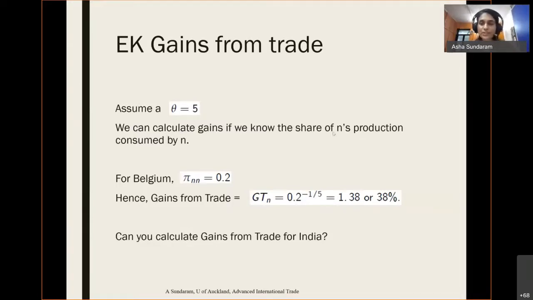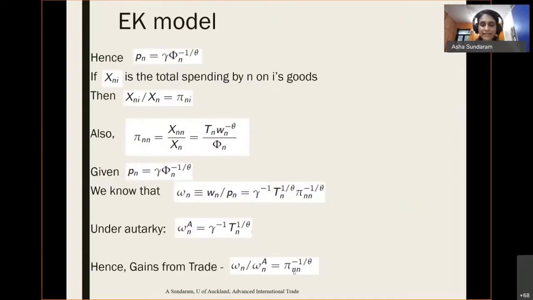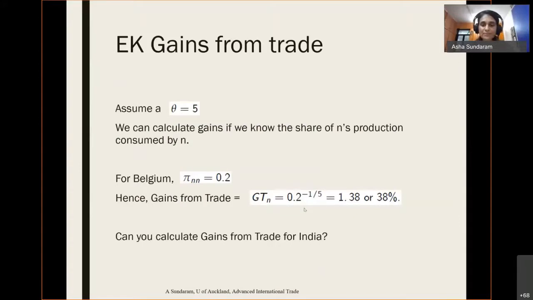What we need to do is look at the share of India's production consumed by Indians. In other words, the domestic share of consumption. Now, if you take a country like Belgium, then Belgium consumes 0.2, right? So that's the proportion of Belgian goods that Belgians consume, essentially. So in that case, the gains from trade are going to be simply calculated as pi nn to the power negative 1 over theta, substitute theta equals 5. And what that gives me is 0.2 to the power negative 1 over 5. If you calculate that, it's 38%. So 38% is gains from trade for Belgium.